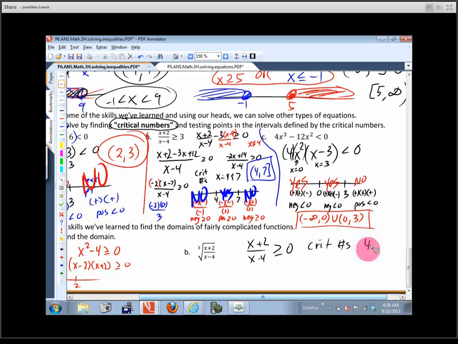Okay, 4 and negative 2. So on our number line, we're going to have negative 2 here, 4 here, and then again, you're going to check each one of those. But we need to be just a little bit careful about this.